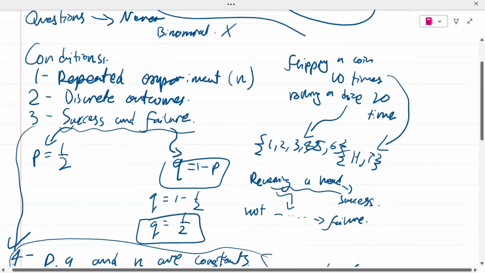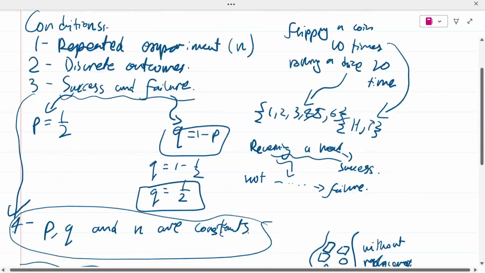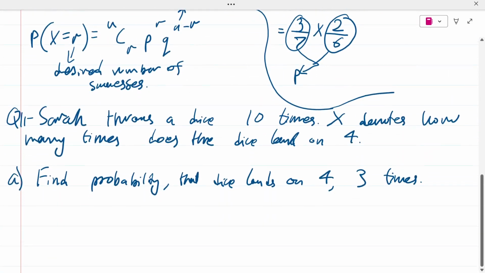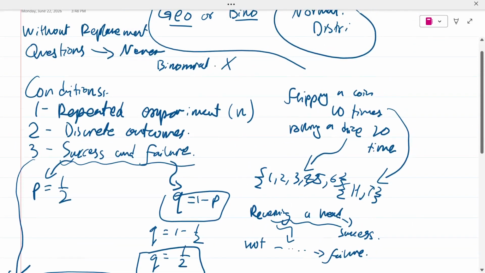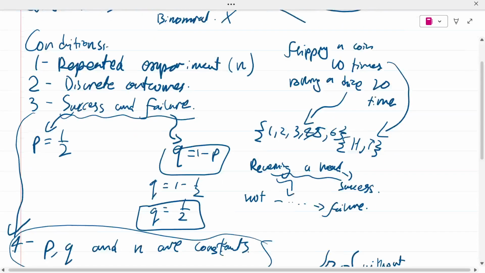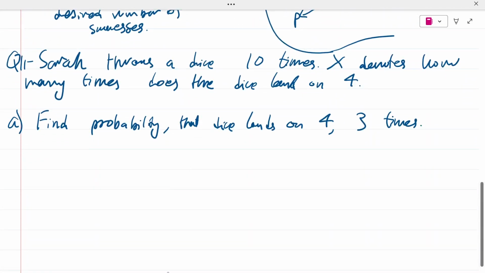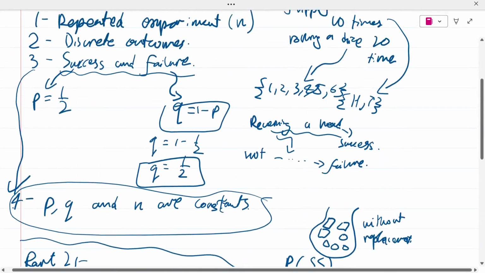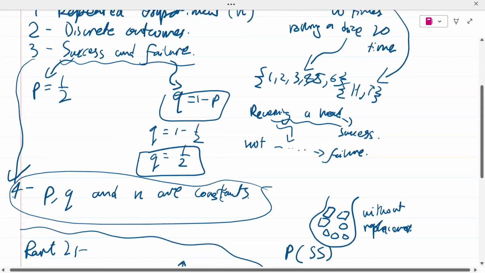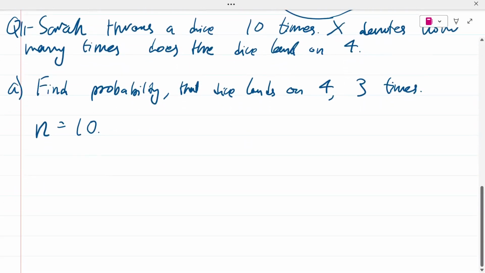Is the first condition satisfied? It is a repeated experiment. Yes, Sarah is throwing the dice 10 times, or it is a repeated experiment where the number of repetitions is known, n. So if we start writing the data down, we know n is equal to 10. We have n, that is 10. Discrete outcomes, yes, this condition is also true.